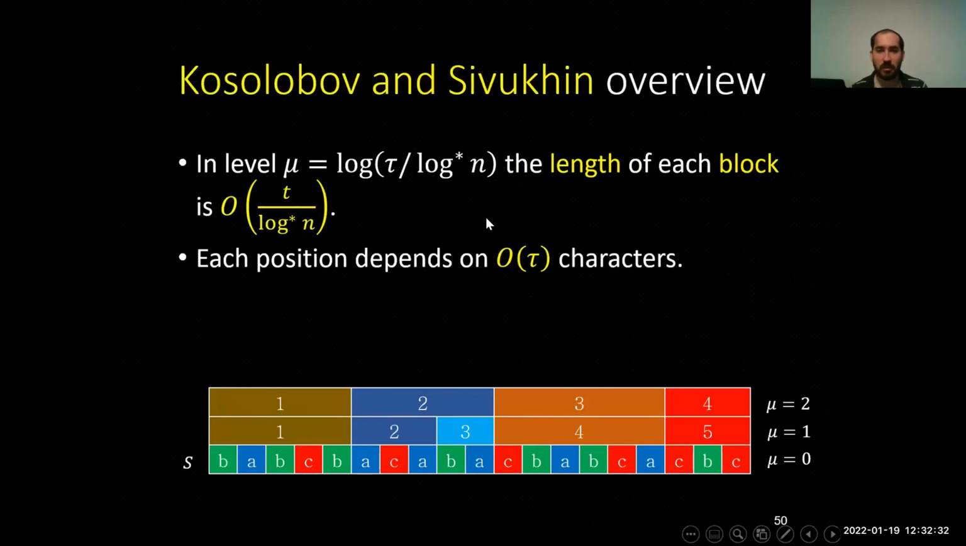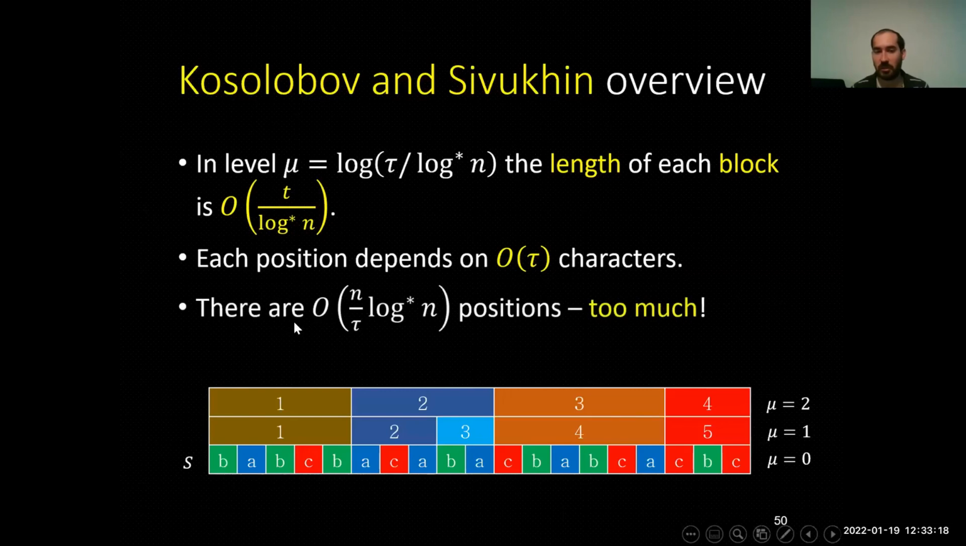In the last few minutes, I want to just give a high-level overview of the new result of Kosolobov and Sivukhin. They followed our technique with, of course, some different details, but at a high level it's a similar technique, using a slightly different level. They choose the level log of tau over log star n, which gives slightly more positions. So the length of each block now is smaller, and therefore it depends on fewer characters, which is actually what we want. However, of course, there is a cost, which is that the number of positions in the set is too much, and we don't have enough space to store all these positions. So it is off by a factor of log star n.